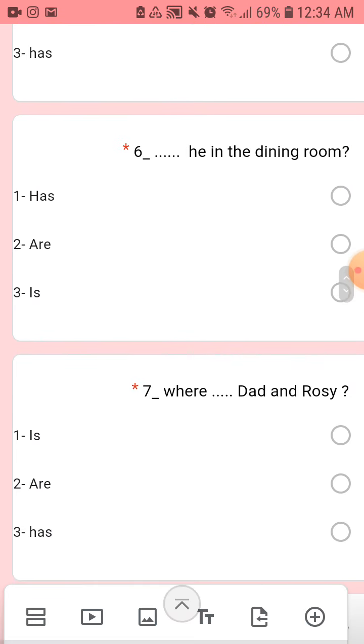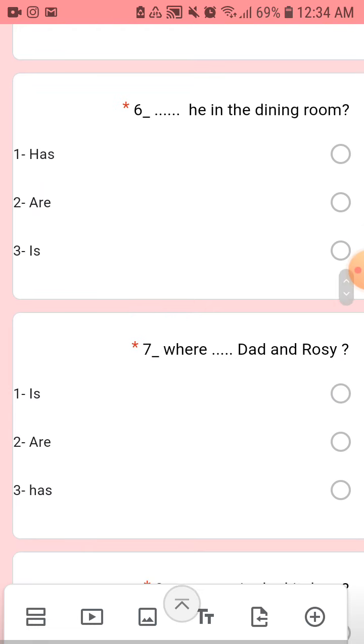Question 6. He blank in the dining room. This is a question. Number 1 has, number 2 are, number 3 is.